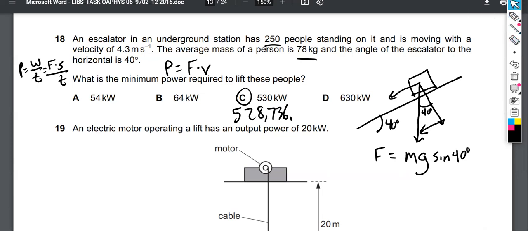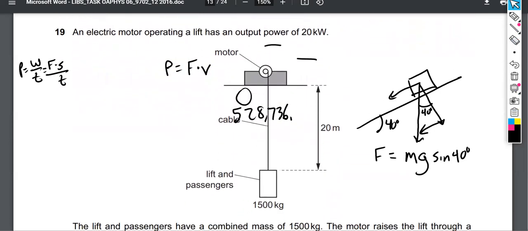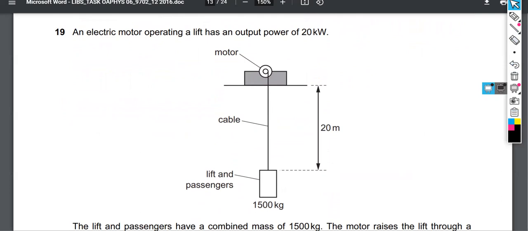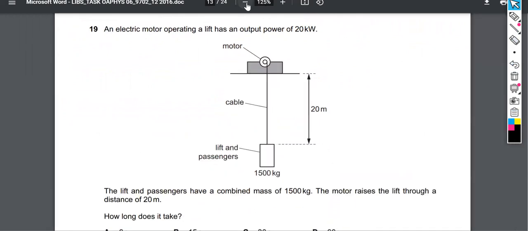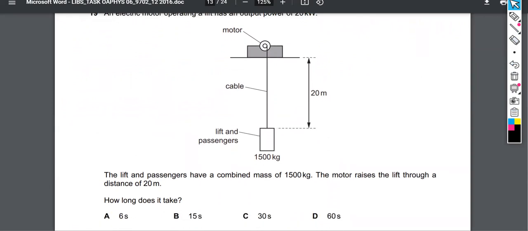Let's keep a good thing going and move on to a lift problem. A lift is an elevator, escalator to the elevator problem. An electric motor operating a lift has an output power of 20 kilowatts. The lift and passengers have a combined mass of 1,500 kilograms. The motor raises the lift through a distance of 20 meters, and we're answering how long does it take?